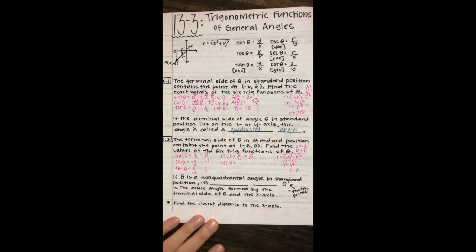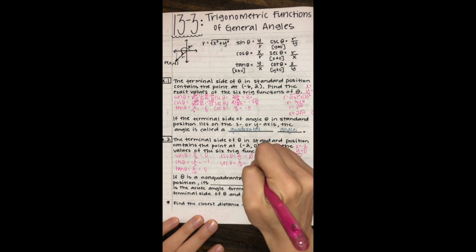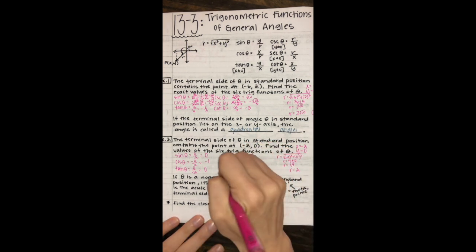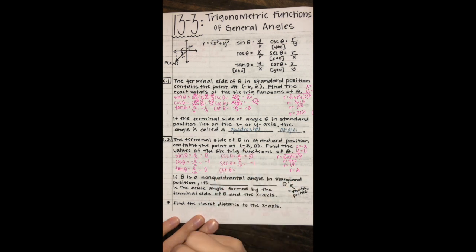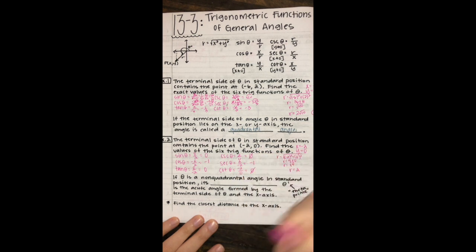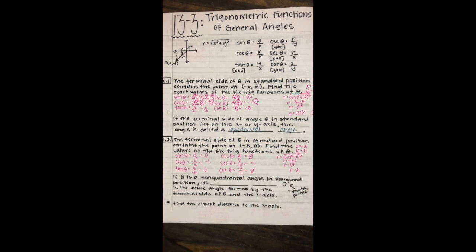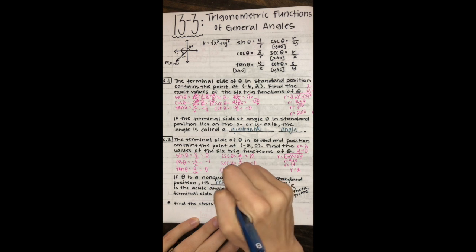Secant theta, r over x, 2 over negative 2, which equals negative 1. Cotangent theta, x over y, negative 2 over 0. Again, can't have 0 on the bottom, it's undefined, or no solution. So with a quadrantal angle, you're just going to notice that sometimes we have zeros as answers, as well as a no solution.